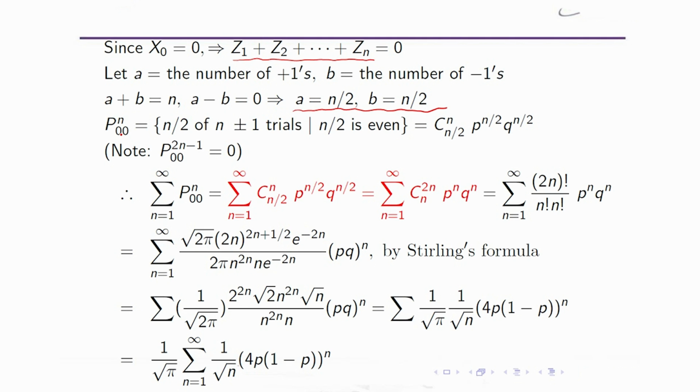Now we calculate P00n. That means if n over 2 is an integer, then out of n trials, we have n over 2 positive 1s and n over 2 negative 1s.